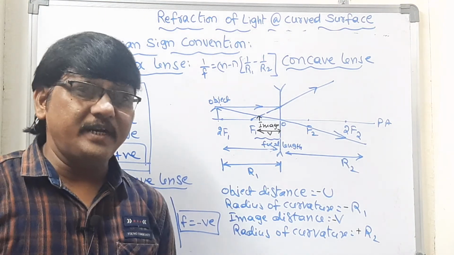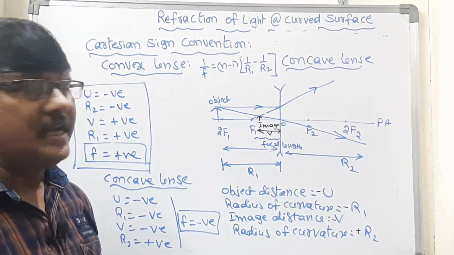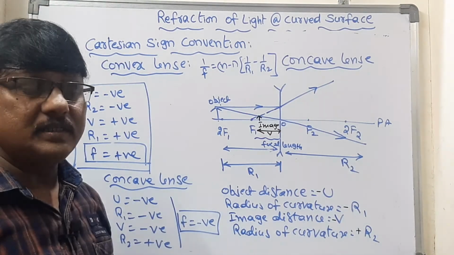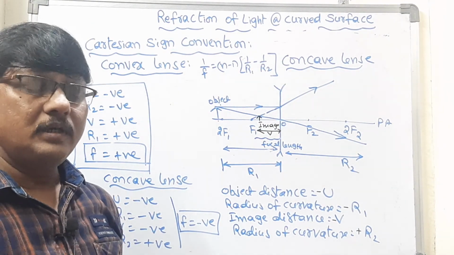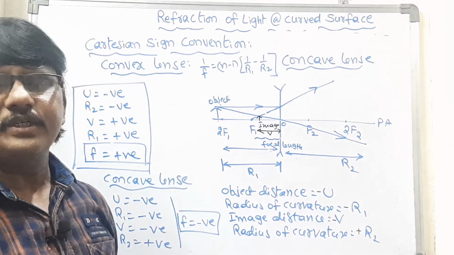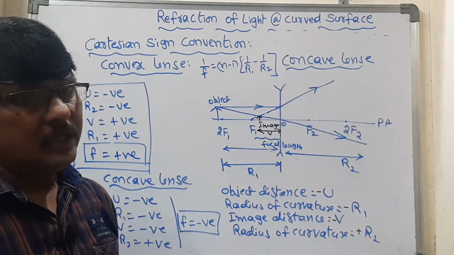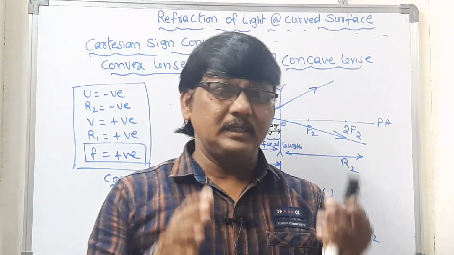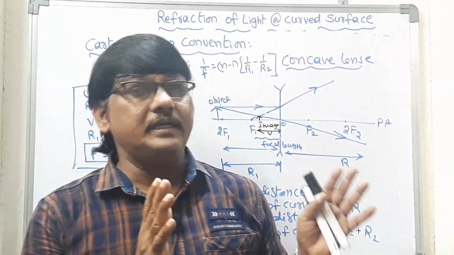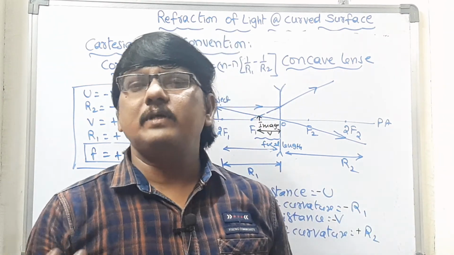Okay, I hope this session is very much helpful for you. You must follow these formulas and sign conventions, because without these sign conventions you cannot do the sum correctly. So have an idea about the sign conventions. Ultimately, just take only one thing: the left side of the lens is negative, and the right side of the lens is positive.